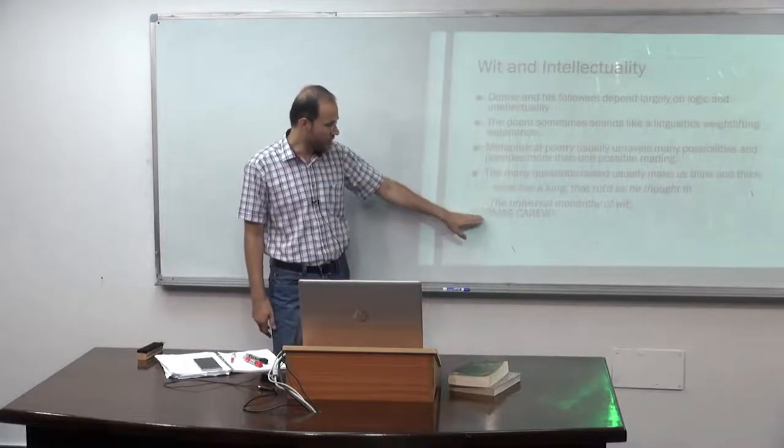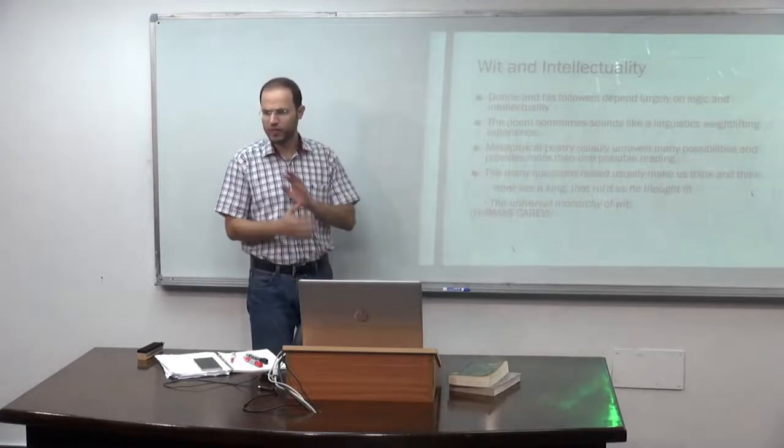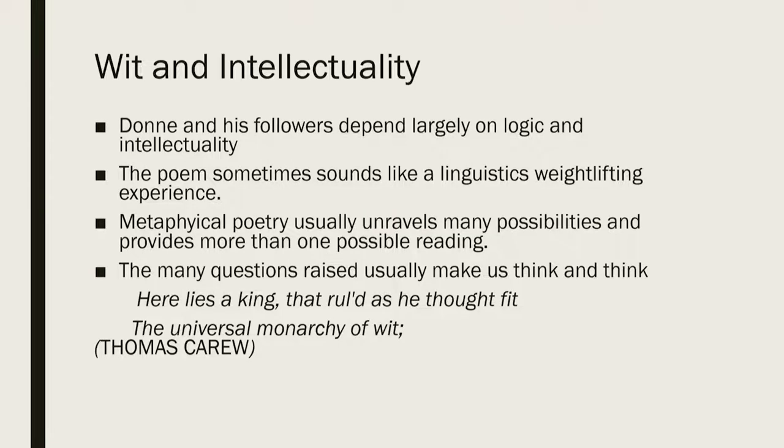Therefore, one of the late metaphysicals, Thomas Carew, wrote a very beautiful elegy poem for John Donne, and he ends it with this: "Here lies a king that ruled as he thought fit, the universal monarchy of wit." He ruled the universal monarchy of wit. I like to take wit as, in Arabic, daha, like extreme intelligence, not only in argument, but also in using language and everything.